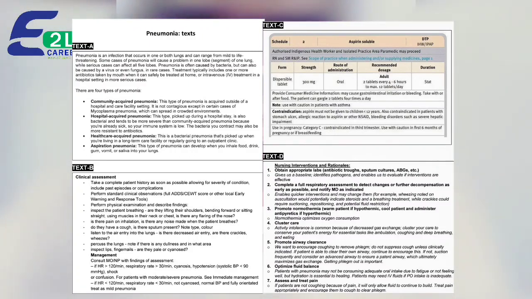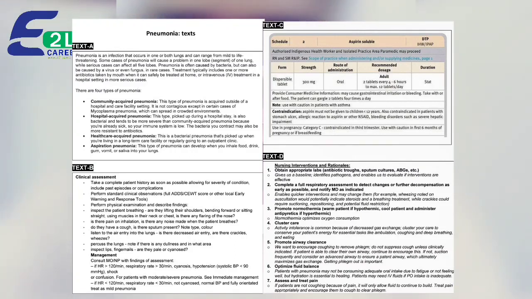Second is about management. Once you have done all the findings and the assessment, you need to consult the medical officer or nurse practitioner. They have written MO and NP in capital letters, medical officer and nurse practitioner, with the findings of the assessment. If the heart rate is 120 per minute or the respiratory rate is 30 per minute, meaning the patient has cyanosis and hypotension, shock or confusion, with moderate to severe pneumonia, see immediate management. Fine.